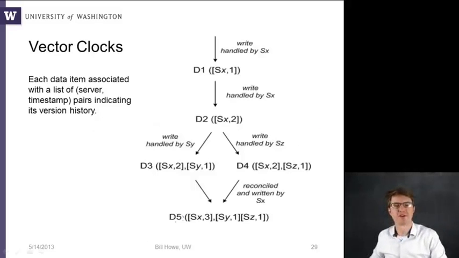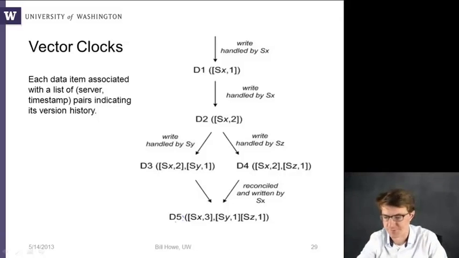Okay, so the goal with vector clocks is to detect conflicts in a concurrent read-write scenario, but not necessarily to do anything about them automatically. In this scheme, every data item is associated with a list of server timestamp pairs that indicates its version history. In this example, some value D was read by a client, and D1 was written back at the server called SX. What SX does is append this fact to the vector clock. So at timestamp 1, server SX created a change.